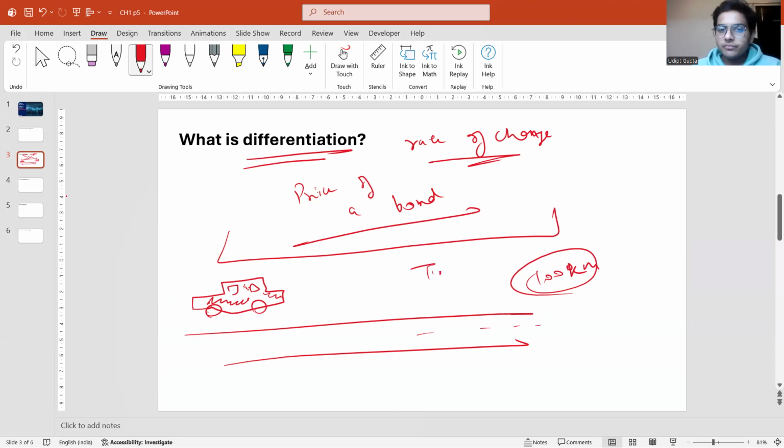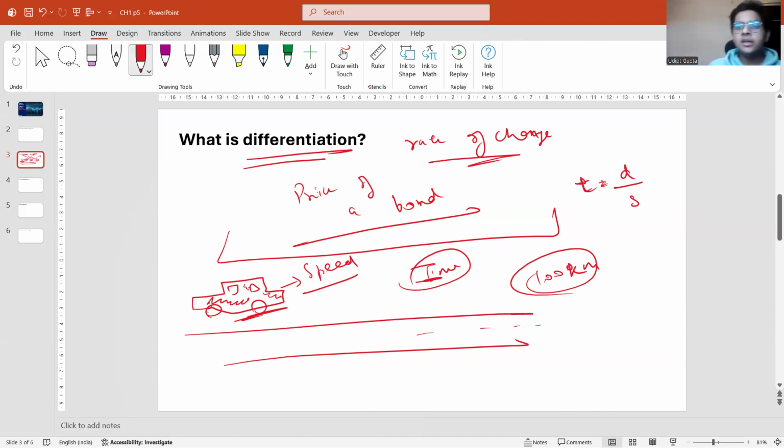Now, the time that you will take depends on the speed you're driving at. Simple as that. Time is equal to distance divided by speed. T is equal to d by s. That's it. That's what we have.